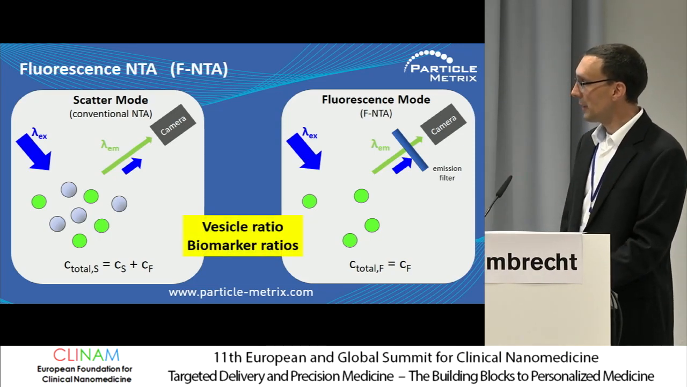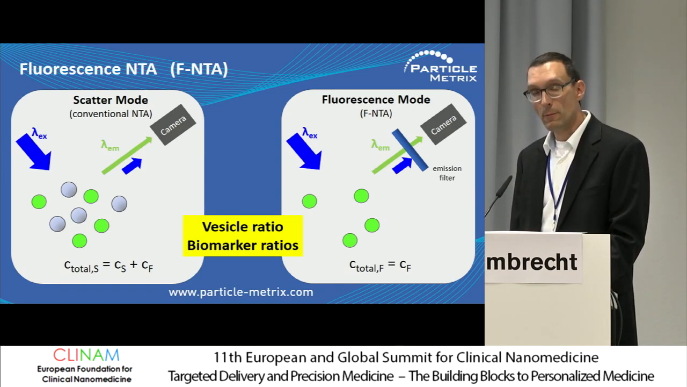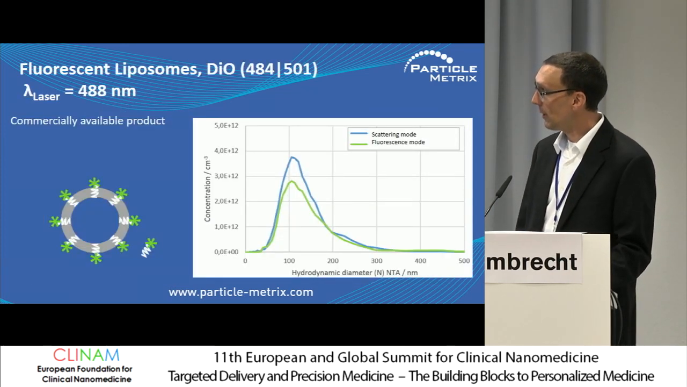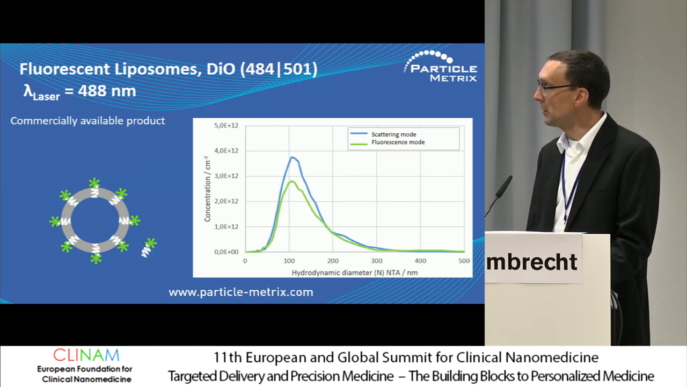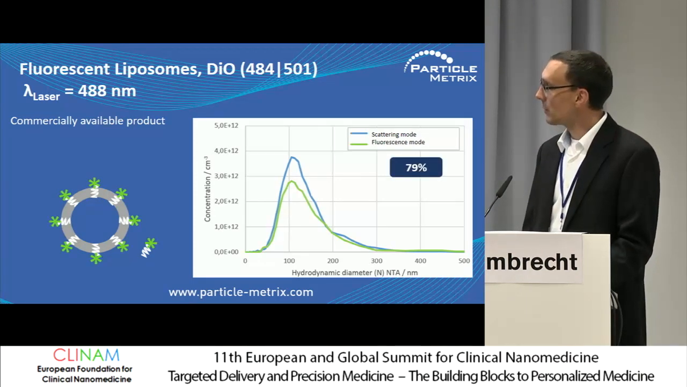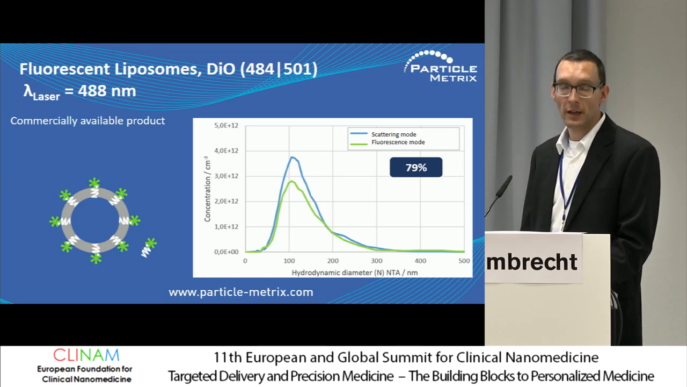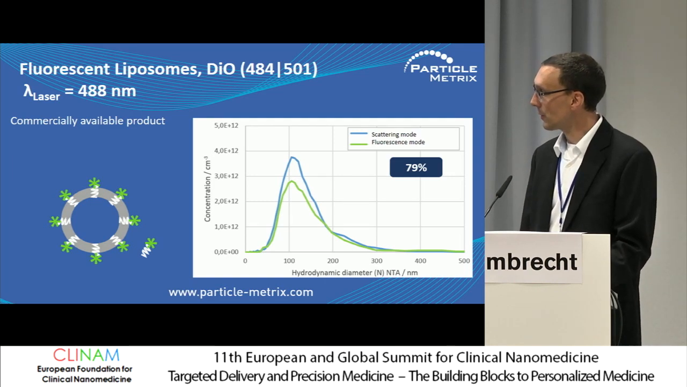And this gives you now the aim with the help of fluorescent dyes. You can do vesicle ratios, biomarker ratios, so you gain specific data. So this is an application from liposomes. They are stained with the dye DiO, and we use the 488 nanometer laser to excite the fluorescence. And as it is a fluorescent commercial product, we gain up to more than 80% of the liposomes which are bearing such a fluorescence.